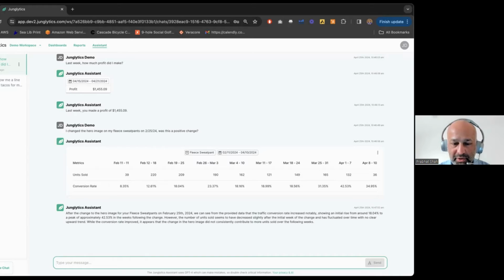Okay, that's pretty good. So I can see there's a conversion rate of 23% between February 26th and March 3rd. And from March 4th to the 10th, the conversion rate has gone down. So can we ask why the conversion rate has gone down in those 2 weeks, basically a comparison?